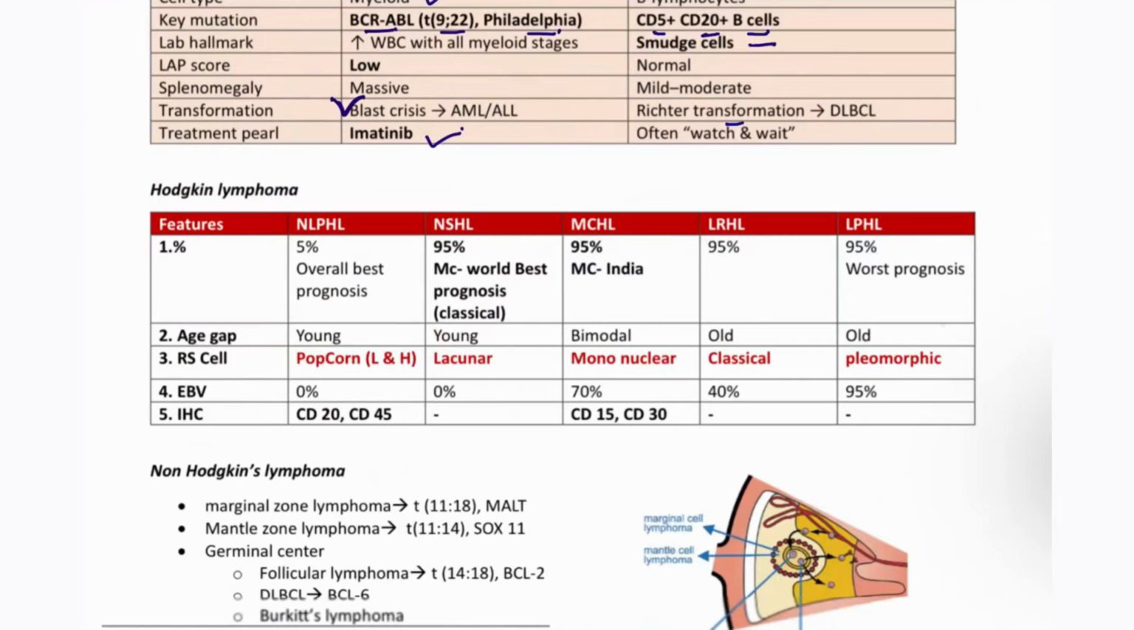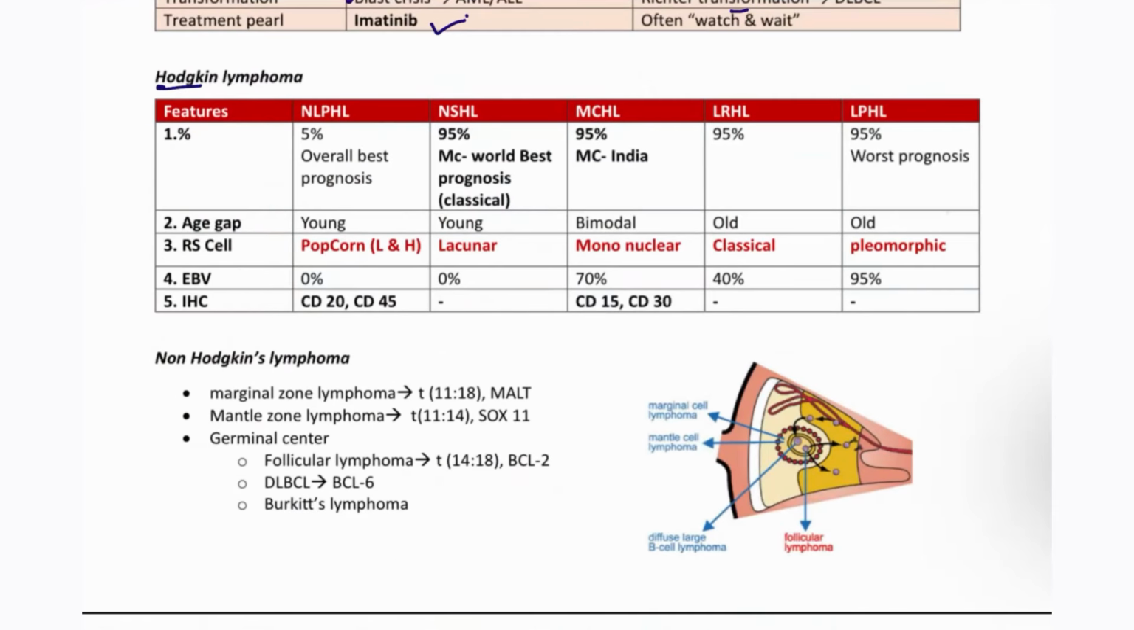Next, coming to the Hodgkin lymphoma types, there are multiple types of Hodgkin lymphoma, and the most common in India is mixed cellularity Hodgkin lymphoma, MCHL. Okay, and you are going to see the Reed-Sternberg cells. So the Reed-Sternberg cells are of many types, but the classical type will be seen in the lacunar type. This is another type, lymphocyte-rich Hodgkin lymphoma, guys. This is where the classical Reed-Sternberg will be seen.